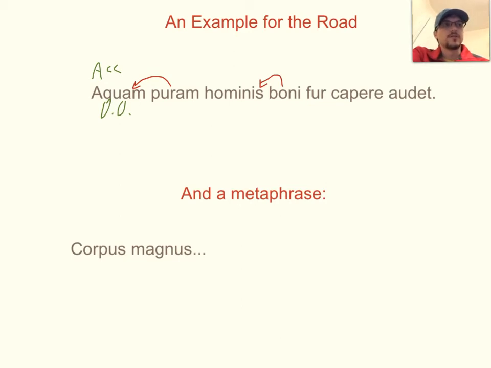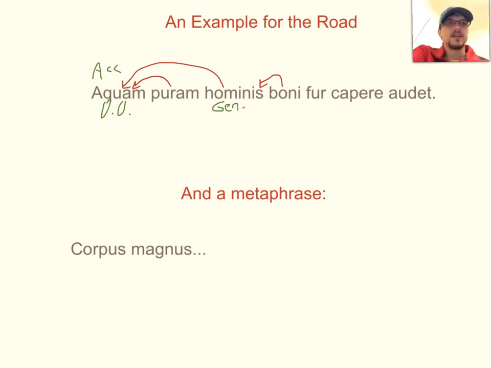We also, with fur, can decide that hominis likely is going with aquam. I say that because the possession here is not likely that the man owns a thief, but has water. So we're going to draw that adjectival line this way. And I forgot to do this, but we're going to label this as a genitive.